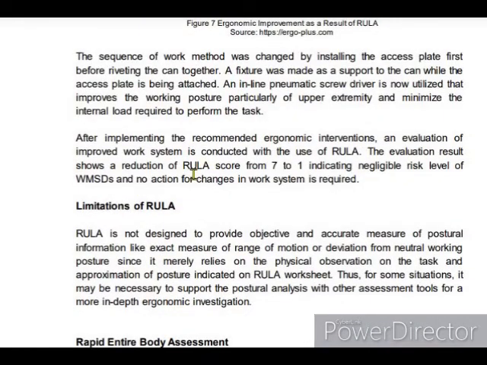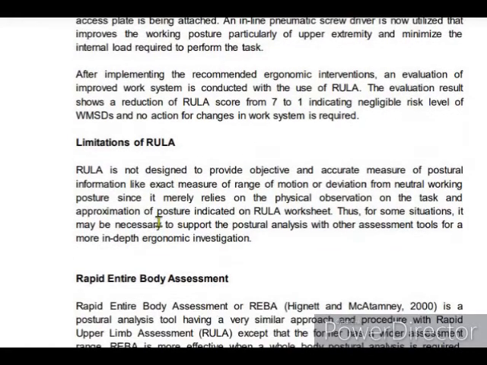So, after implementing the recommended ergonomic interventions, an evaluation of the improved work system is conducted. So, nag-evaluate din ng improve. So, with the use of RULA. So, the evaluation result shows a reduction of RULA score. So na-reduce from 7 to 1. So, naging 1. Diba? Laki nung na-reduce. Indicating negligible risk na. Okay? Level of WMSDs. And no action for changes in work system is required. Okay? So, from 7, naging 1. So, magandang pagbabago yun.